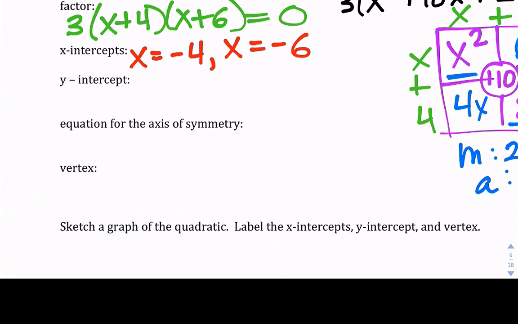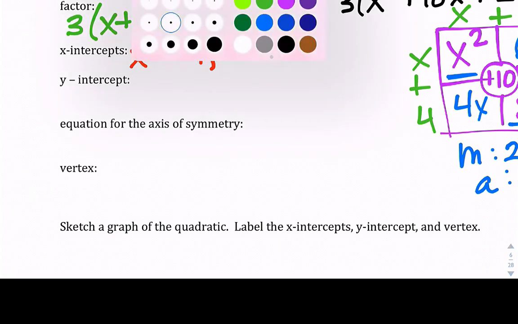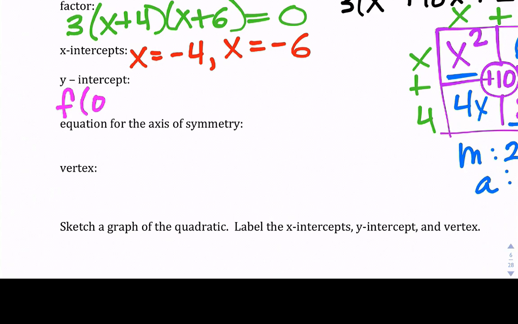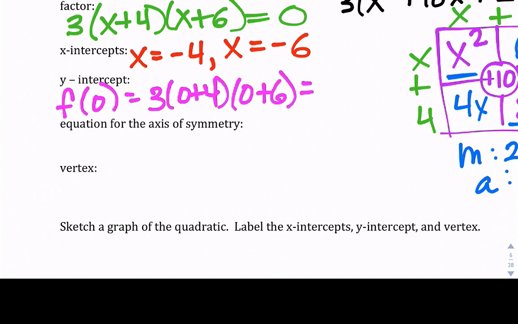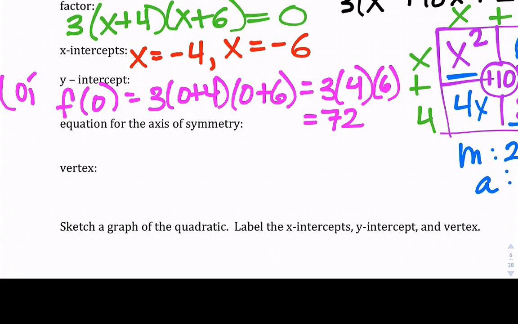The y-intercept is when x is 0, so think about plugging in a 0 for every x. So we get 0 plus 4 and 0 plus 6. So that's 3 times 4 times 6. 3 times 4 times 6 is 72. So our y-intercept is 0, 72. That's a pretty big y-intercept there.